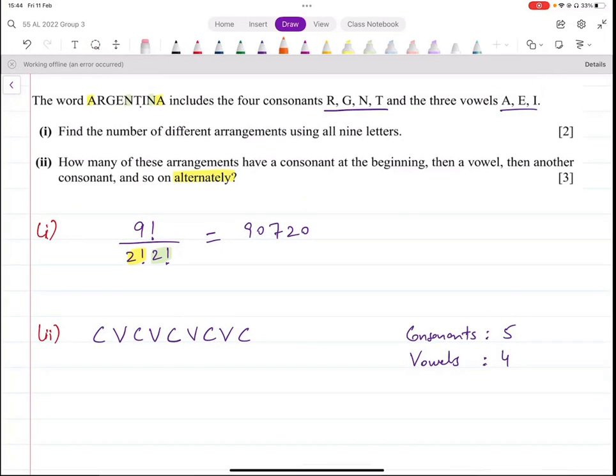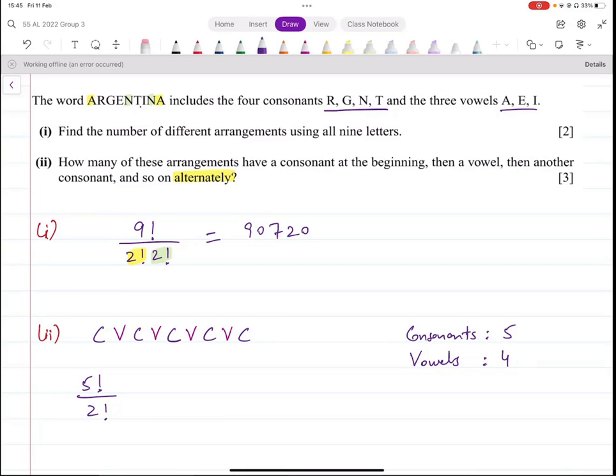So let's talk about the consonants first. How many arrangements can the consonants have? Anyone? 5 factorial divided by 2 factorial. 5 factorial. Why? Because we've got 5 consonants. However, we've got N repeated. N comes 2 times. Because N comes 2 times, we have to divide that by 2 factorial.